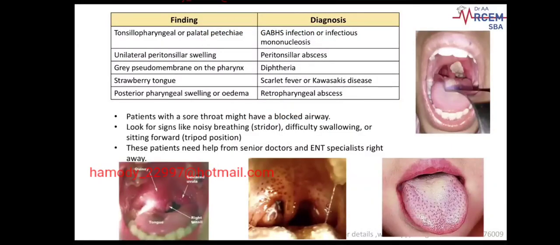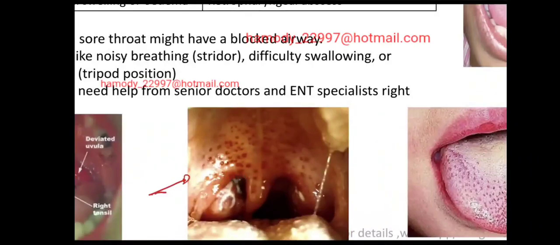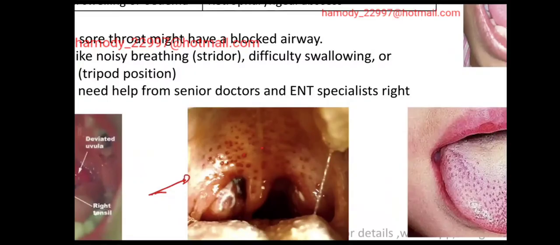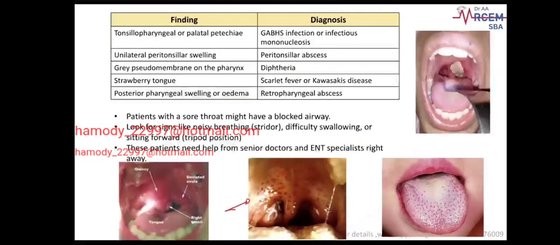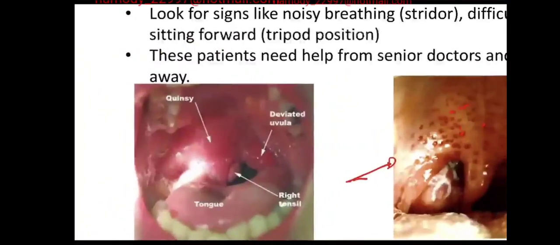Few things, key terminologies you need to be aware of. Someone who is having petechiae on the hard palate or on the pharynx, they have petechiae. Petechiae are the red color spots what you're seeing here. This red color spots what you're seeing is known as petechiae. If present, you need to strongly think of a group A beta hemolytic streptococci or an EBV virus infection, that is infectious mononucleosis.